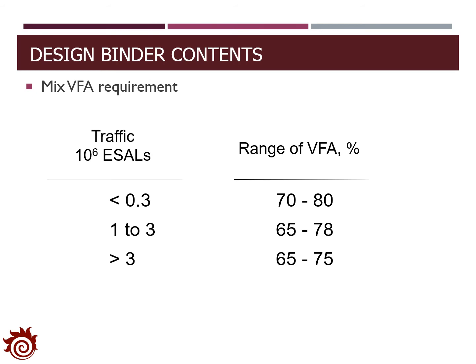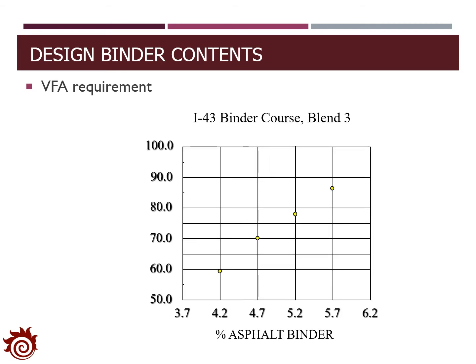The next requirement is a mixed VFA requirement, and the range of the VFA is actually determined by the traffic level, which is measured in millions ESALs. If the traffic level is less than 0.3, then the range of VFA is between 70 to 80. If it's between 1 to 3 for the traffic level, then the range is 65 to 78. If the traffic is very heavy and the load is higher than 3, then VFA should be between 65 and 75. Similarly, we can estimate the VFA from the experiment.